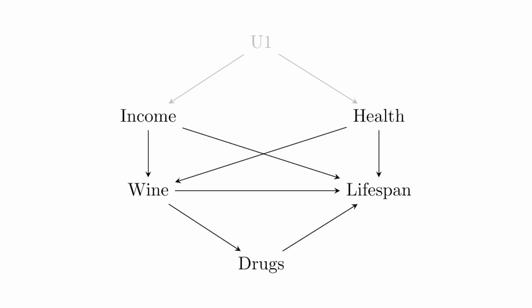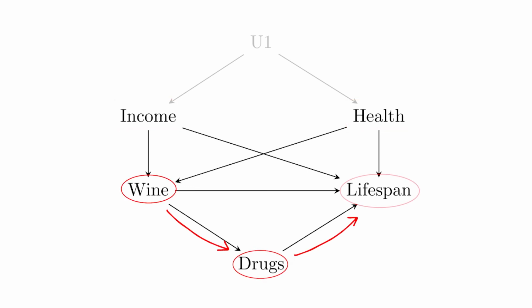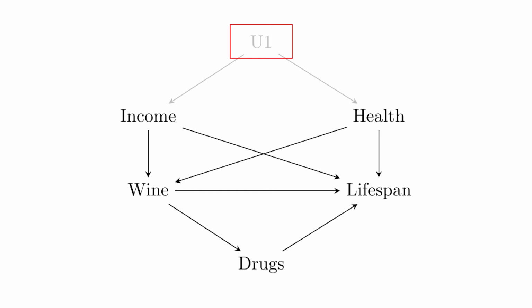We have some factors like income and health that affect both how much wine you drink and your lifespan, where health here is sort of your background level of health before you started drinking any wine. We also have that wine affects drugs, which affects lifespan. Maybe wine is a substitute for taking other kinds of drugs, or maybe it is a complement for that. Maybe if you drink a lot of wine, it makes you want to take certain other kinds of drugs, and those will affect your lifespan as well. We also have U1, which is an unobserved thing that relates your income and your health, but we don't have it necessarily directly on the path there.